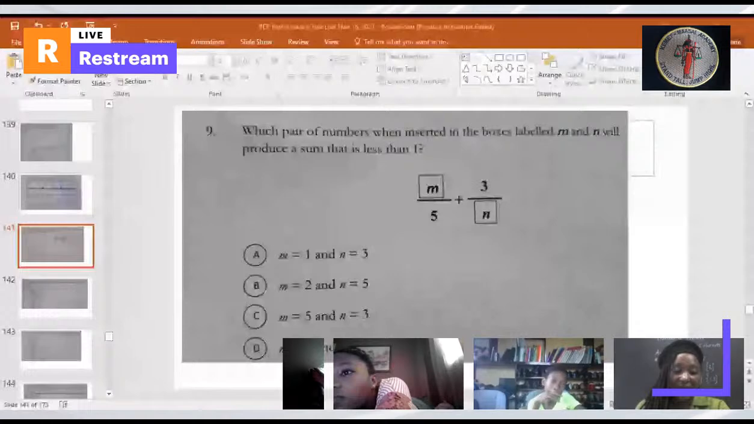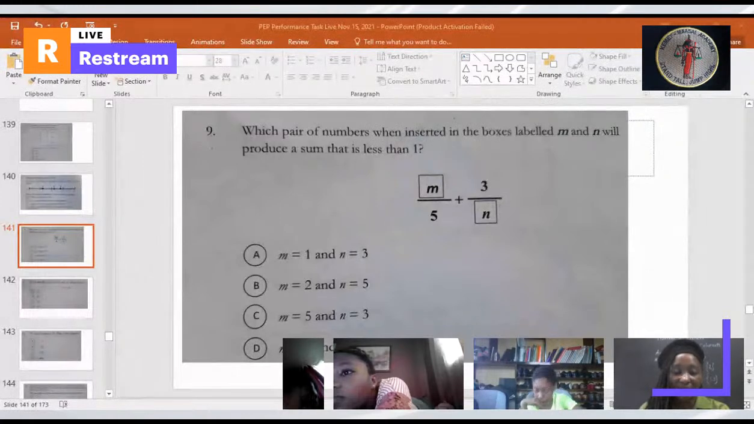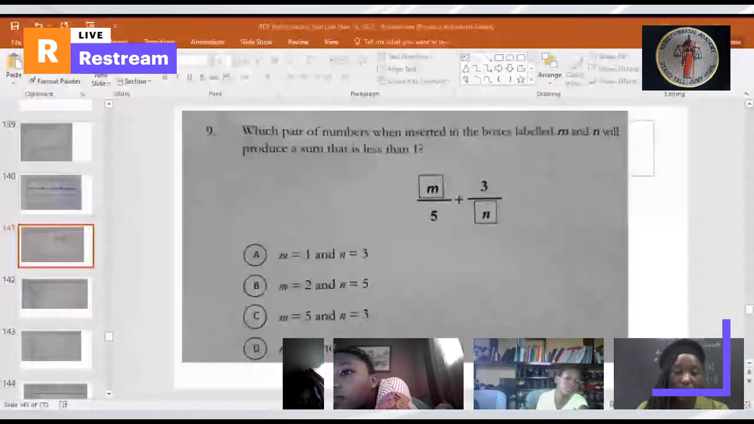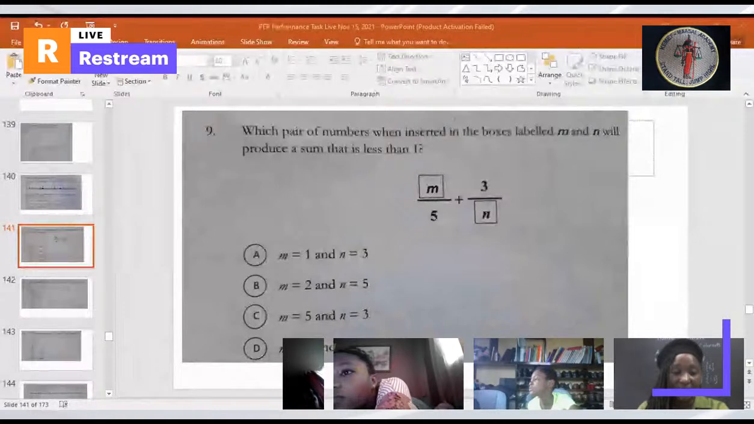So for A, if we put 1 where M is and 3 where N is, we would have 1/5 plus 3 over 3, which is 1 whole. So we'd have 1/5 plus 1 whole. Is that less than 1? No, that's more than 1. So that is out. For B, if we put 2 where M is, we would have 2/5. And if 5 where N is, we'd have 3/5. 2/5 plus 1 whole, that's not less than 1 either.